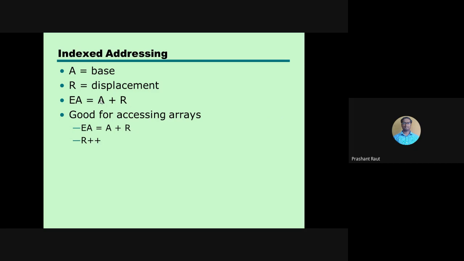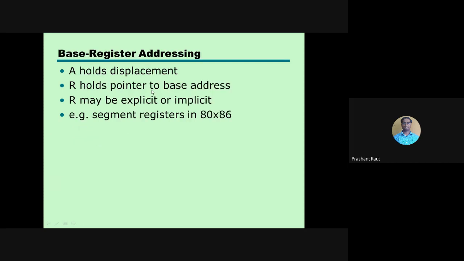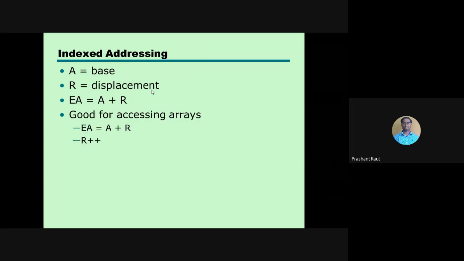The next one, indexed addressing. So it is reversed now. A is containing the base and R is containing the displacement. Previously, A was containing the displacement and R was containing the base. Now we have reversed it. A is containing the base, and R is containing the displacement. Such indexed addressing is used for accessing arrays. So to access array elements, we use the indexed addressing mode.